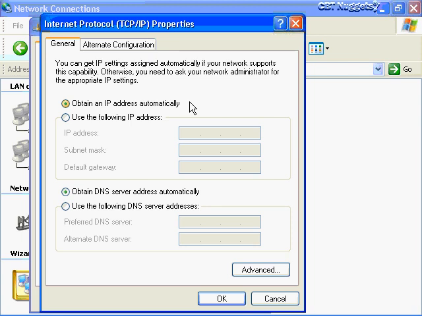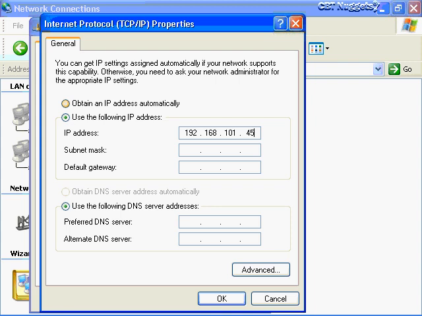Just remember, if I get an APIPA address, I can only talk to other computers that are on that same APIPA network, and the chances are I may be the only one. Or I can use the following address, and this is what we call static assignment, where you type in an IP address, 192.168.101.45. We'll use the example address.